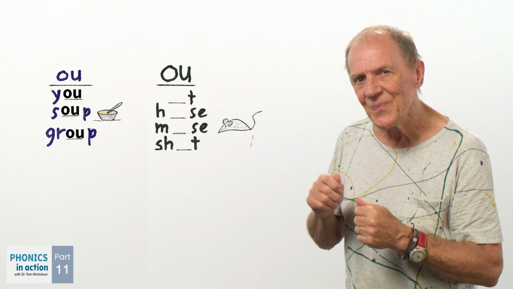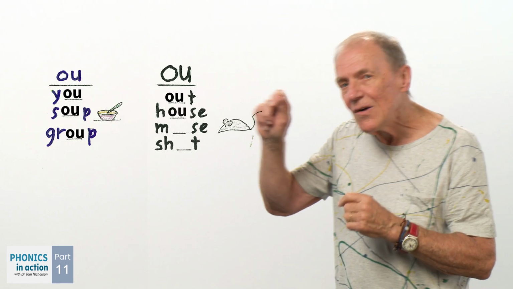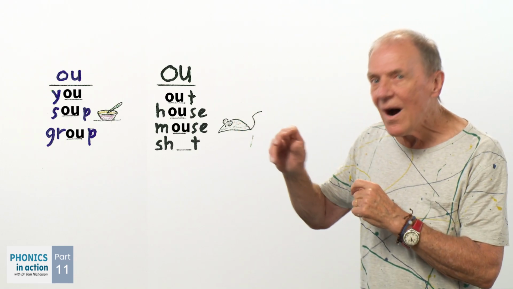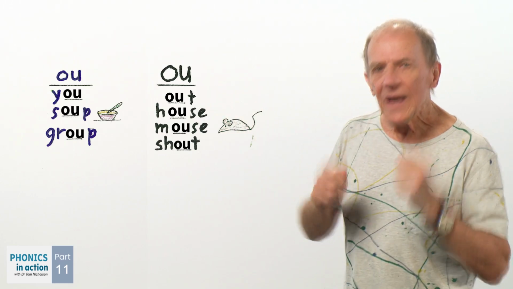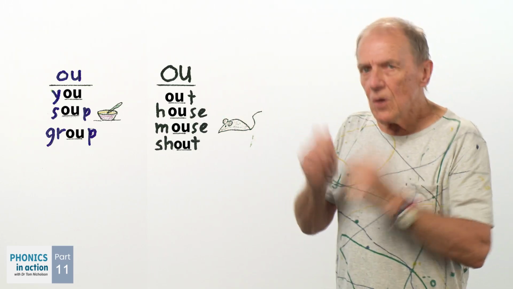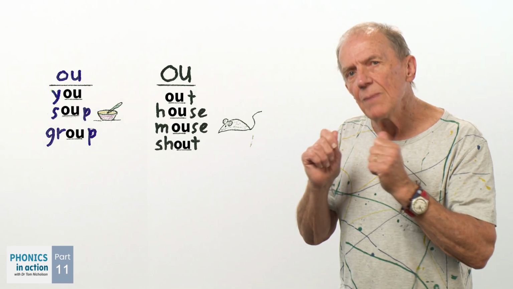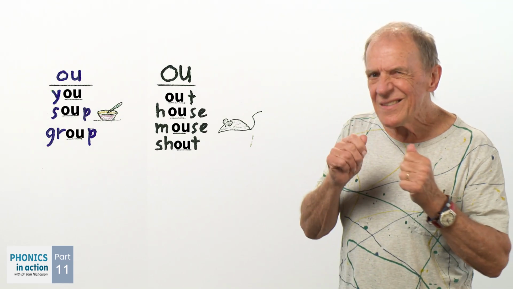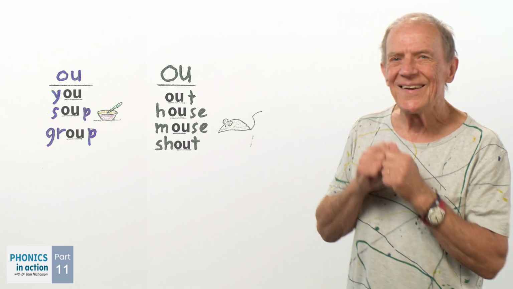the digraph. I'll read the words. Out, house, mouse, shout. Now, here's a hot tip. If you are not sure of the sound, try the ow sound first, the ow in mouse, and if it doesn't sound right, try the oo sound in you.